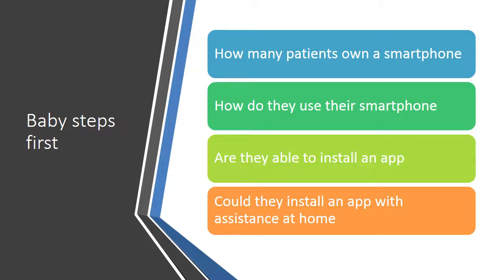But before we do that, we need to conduct a prevalence study to just find out how many patients own a smartphone, how they use their phones, and how they are able to use their phones, i.e., are they able to install an app, or could they get help to install an app?